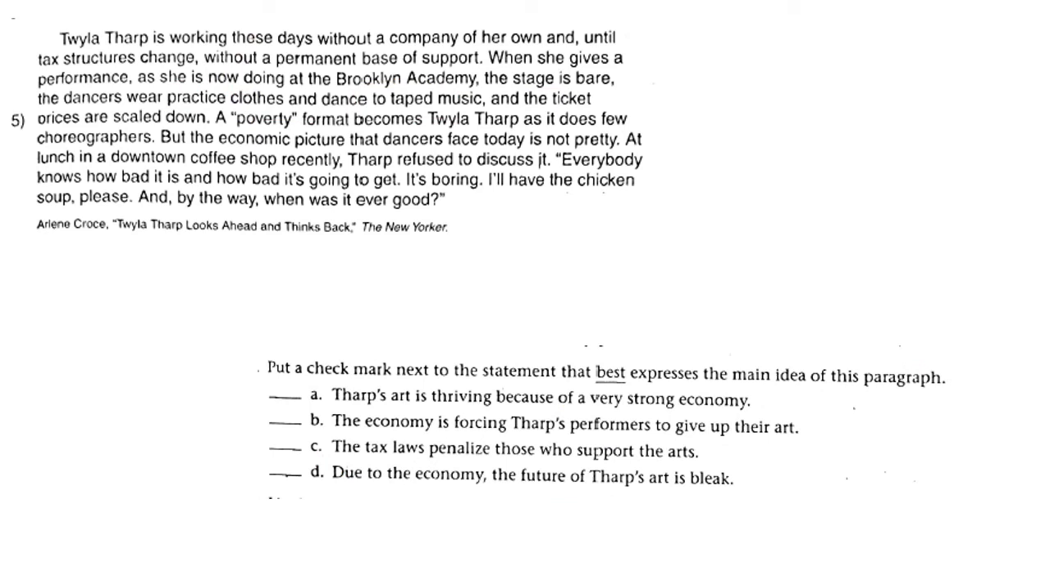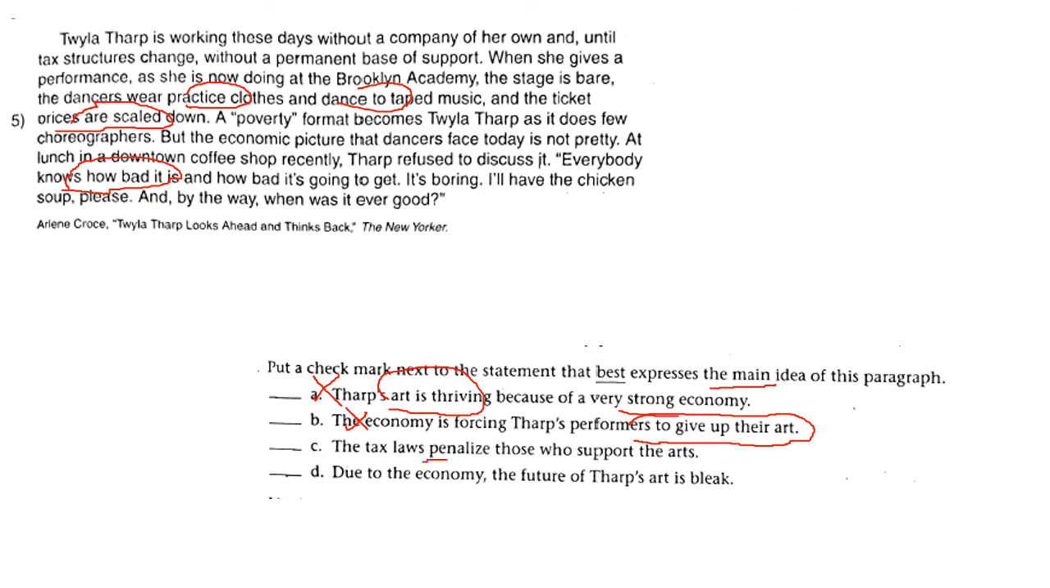Question 3. Put a check mark next to the statement that best expresses the main idea of this paragraph. That dance is thriving because of a strong economy is not right, because she talks about how bad it is and how bad it's going to get. So this means that she has a poor financial situation. Giving up their art is also not correct. They do put on performances. The prices are low. They have taped music and basic clothing. So they don't stop performing, but they make it more cheap.